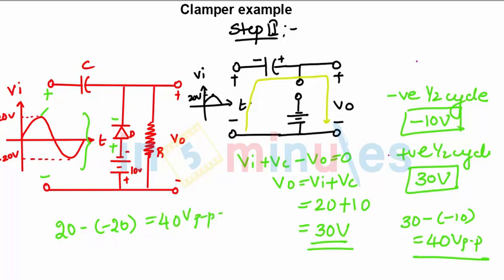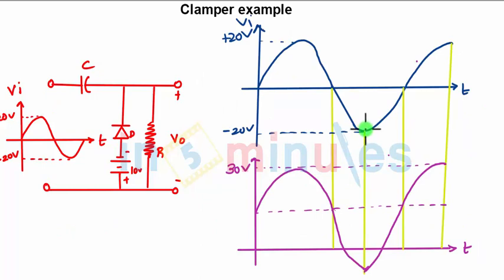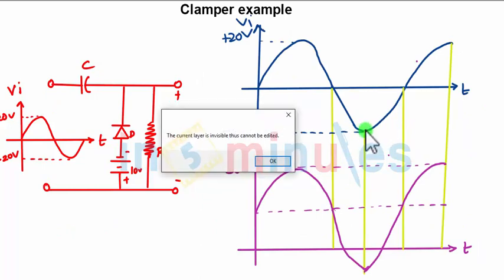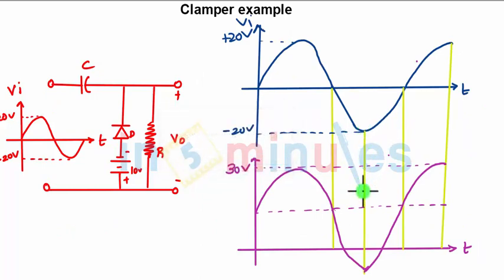Now how to draw the waveform? Coming to the waveform, for the minimum value of the input we are getting the output as minus 10 volts, and for the maximum value we are going up to 30 volts. Now in order to find the zero axis, the zero axis can be plotted, and the value below the x-axis for the output is minus 10. Above the x-axis we get 30 volts. So the total peak to peak value will be 40 volts in this case.